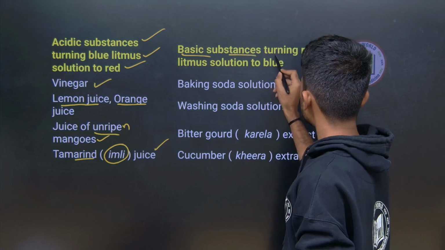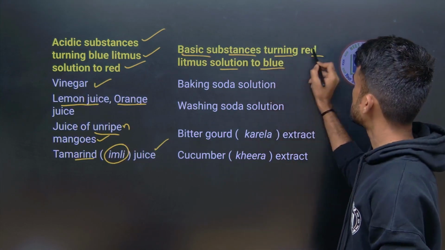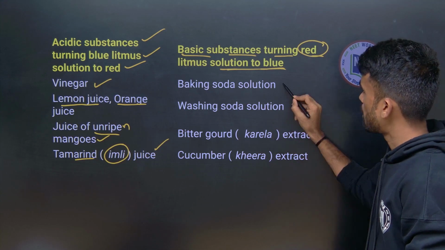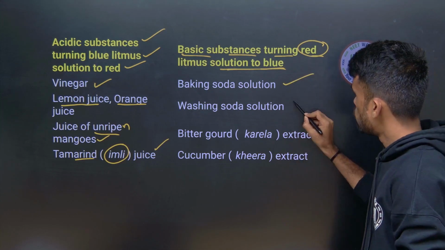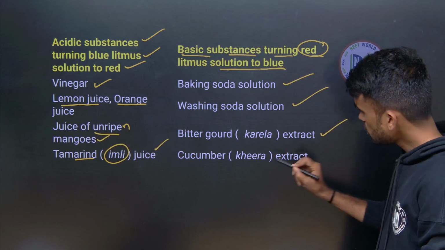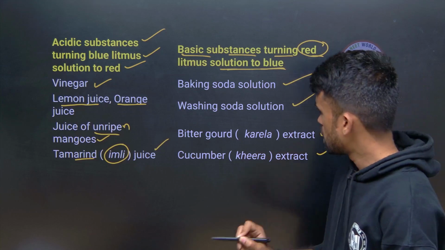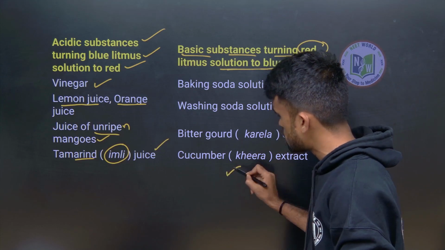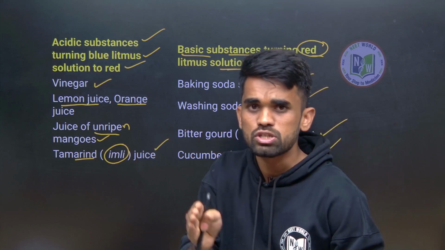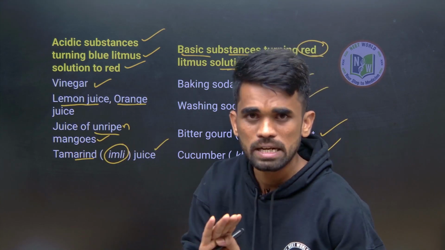Then basic substances turn red litmus solution to blue. So what are these substances? Baking soda solution, washing soda solution, bitter gourd, and cucumber extract. These are basic in nature. Therefore, whenever we dip the litmus paper into these solutions, they will convert red litmus to blue litmus, red color to blue color, right? Hope it is clear now.